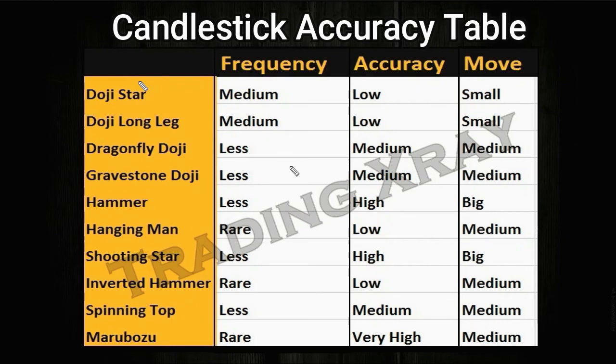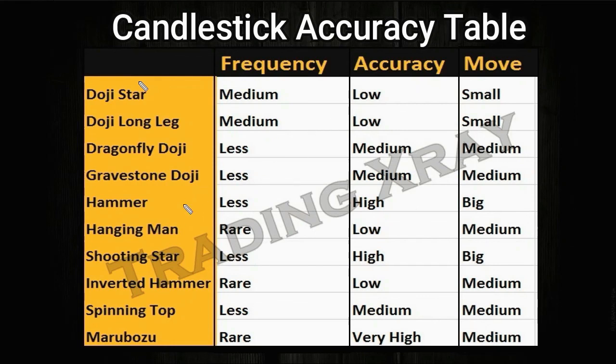We also know that dragonfly doji and gravestone doji are very similar to hammer and shooting star, so all the conditions will be the same, but still doji is less powerful than hammer. If the frequency is very less, then it will be very hard to find the dragonfly doji or gravestone doji on the chart, but if we find one, we can expect a medium accuracy and medium move.